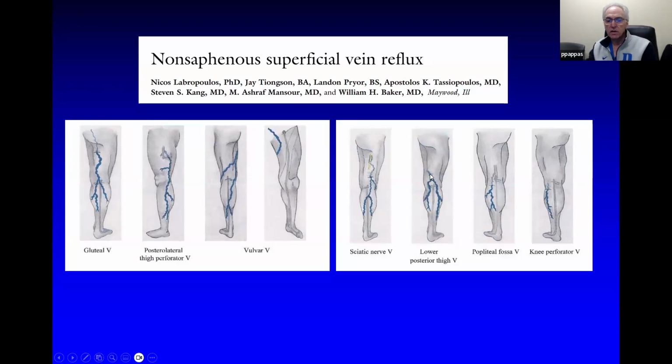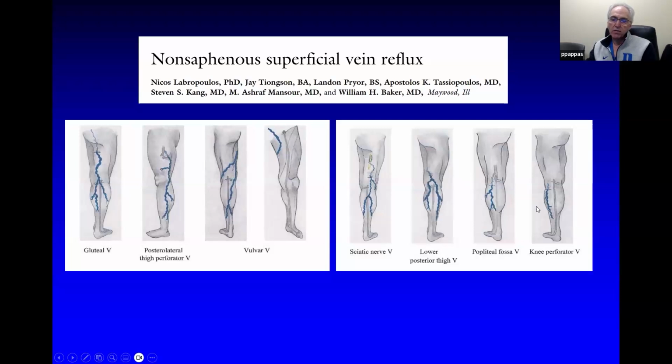This is another perforator off of the deep femoral that emanates from the posterior thigh. This vein is very interesting. This is the vein of the popliteal fossa. It typically comes off medially, and it is a tributary vein that comes directly off of the popliteal vein.